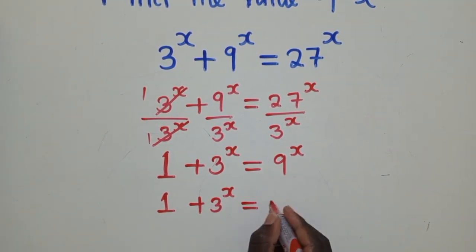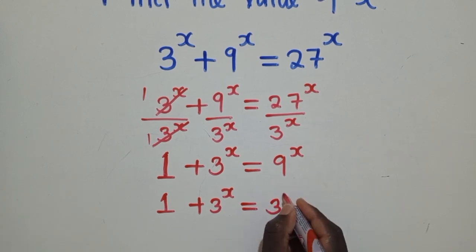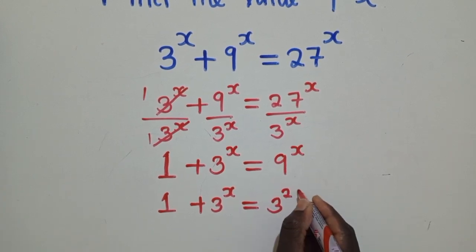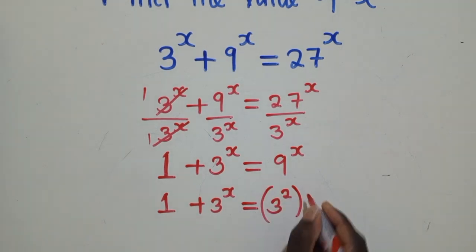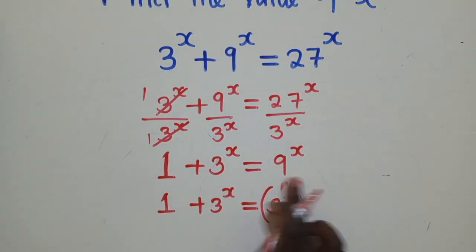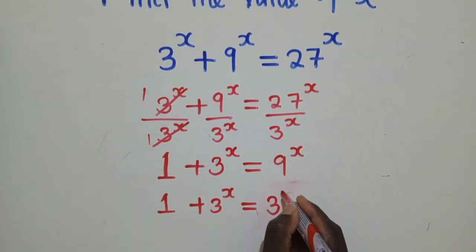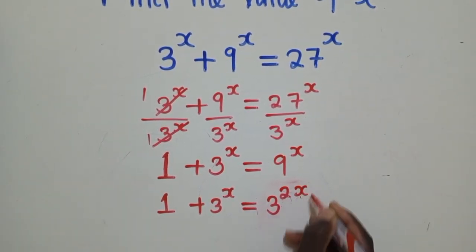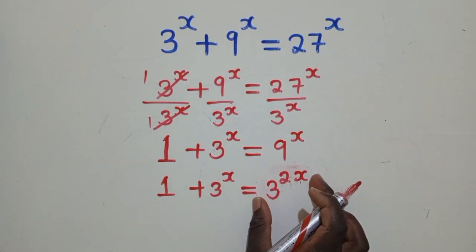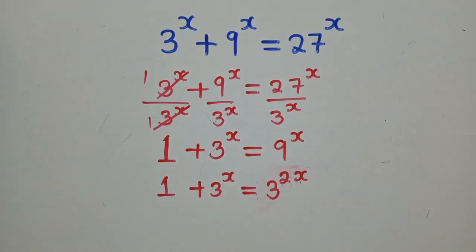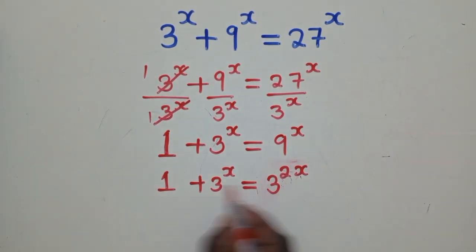To the right-hand side, we write 3 power 2 under x. Or if you want, you can write it this way. Let me show you. You write it like this. 3 power 2x. We know that 3 power 2 is 9, okay? So we need to play with this term nicely, okay? We want it to look like this.